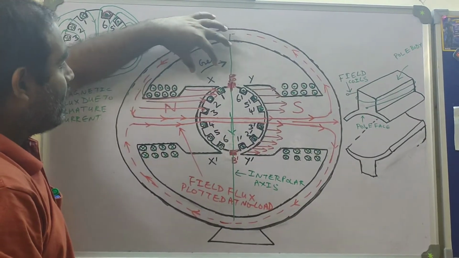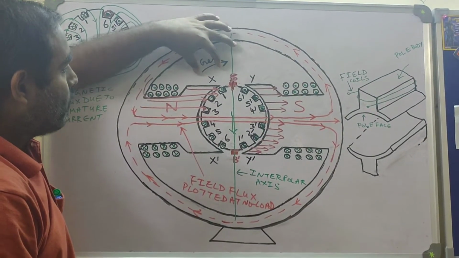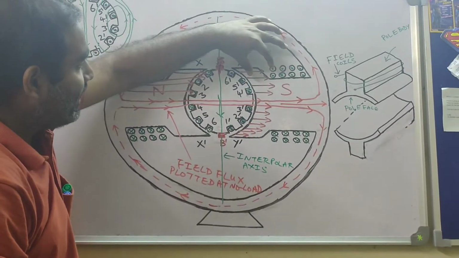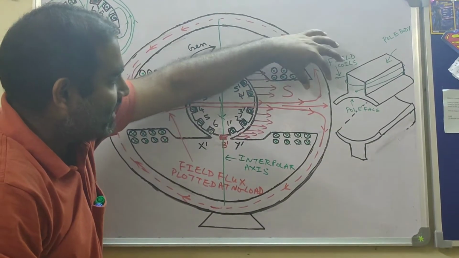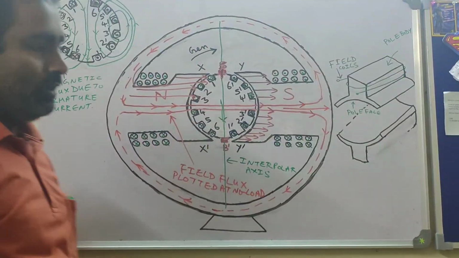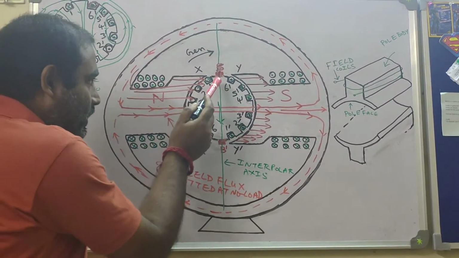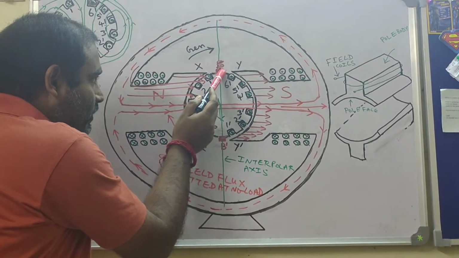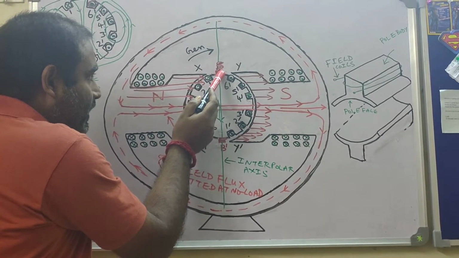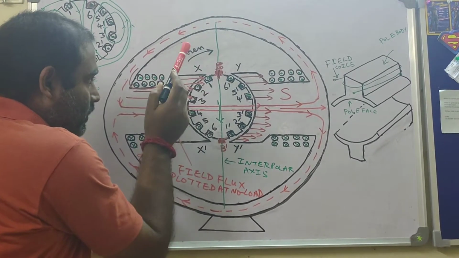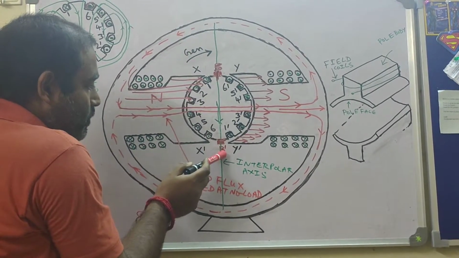So what you will have here is pole tip Y, then pole tip Y dash, then pole tip X dash, and then pole tip X. Let me tell you once more. I am making a cut at this part of the armature. What is this part? Here we have the brush B belonging. Here we have the brush B dash belonging.